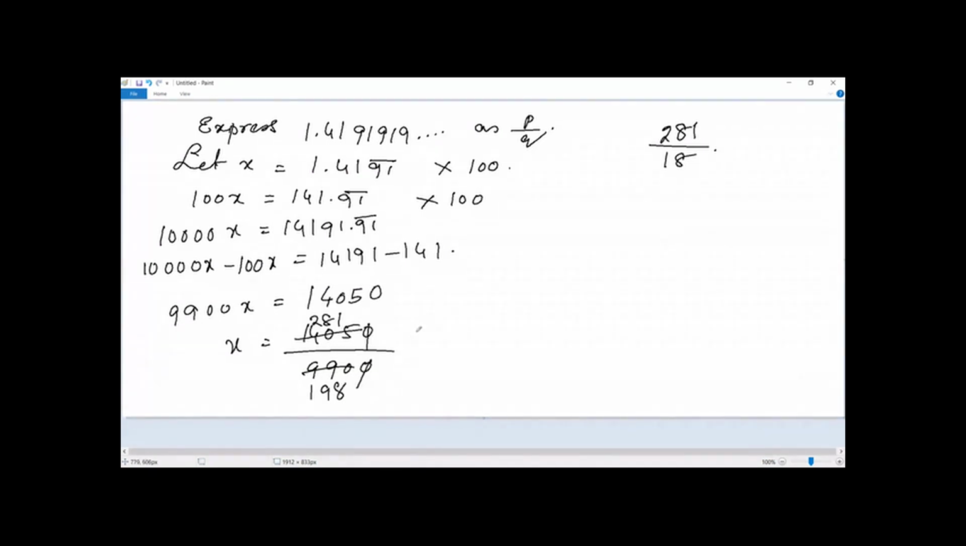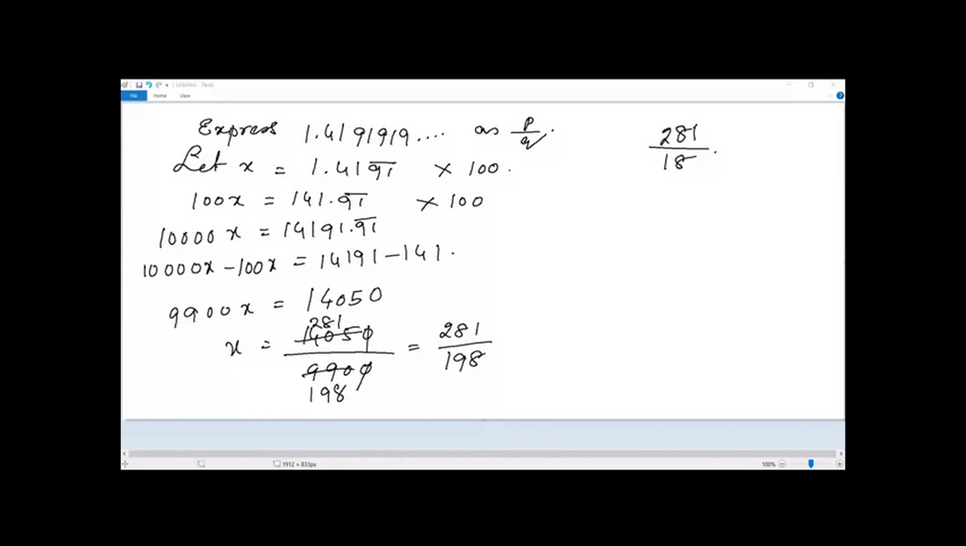198 you will get. 281 by 198 is the answer. How did you get 18? Can you see my screen? Yes, ma'am. Do you understand what I have done? Yes, ma'am. So 281 by 198 is the answer, not 18. I don't know, somewhere you have left one number, I think. So you have got 18.